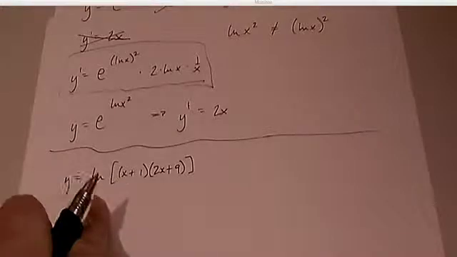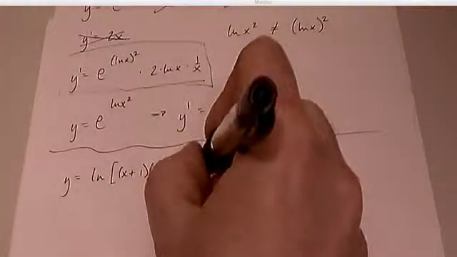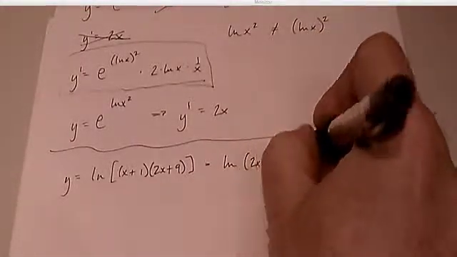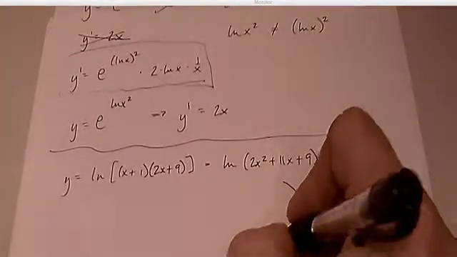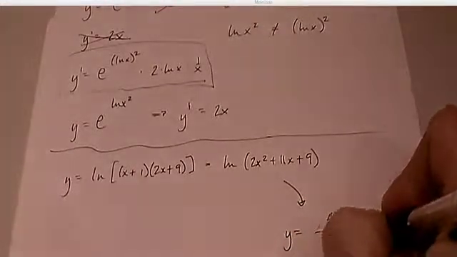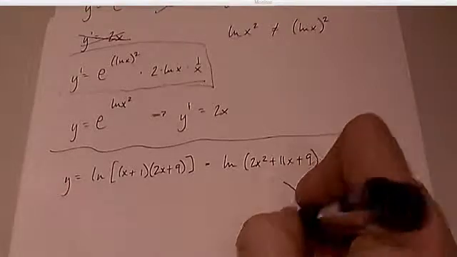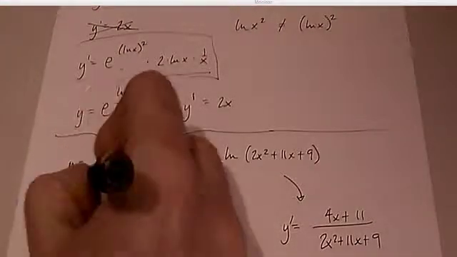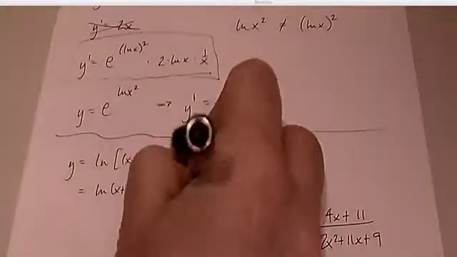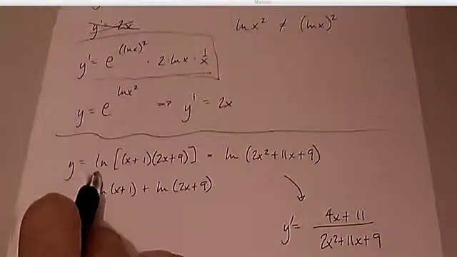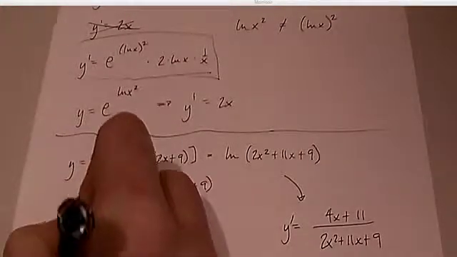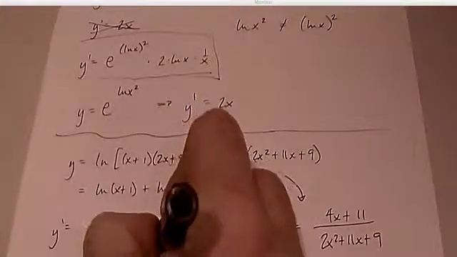Now, is it absolutely necessary to simplify this one? No, you actually could. This is an easy enough one. That's 2x squared plus 11x plus 9. And so you could go from here to y prime is equal to 4x plus 11 over 2x squared plus 11x plus 9. Okay, and that's y prime. But you could just as easily split this apart. Now this is easier, but not much easier, right? Because remember that the logarithm of a product winds up being the sum of two logarithms. And therefore y prime is 1 over x plus 1 plus 2 over 2x plus 9.